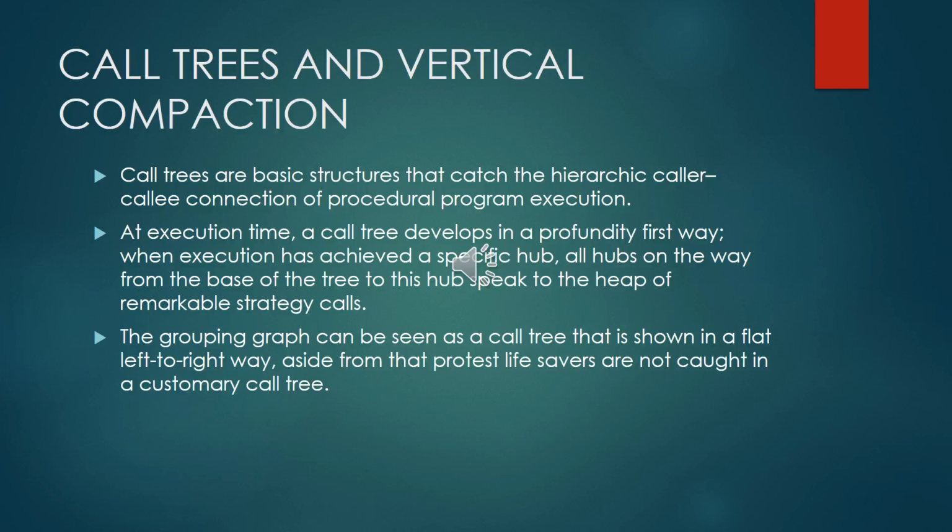Call trees are the basic structures that capture the hierarchical caller-callee connection for procedural program execution. At execution time, the call tree develops in a depth-first way. When execution has reached a specific node, all the nodes on the way from the root of the tree to this node represent the stack of the outstanding method calls. The sequence diagram can be seen as a call tree that is shown in a flat left to right way. Apart from the object lifelines, these are captured in the ordinary call tree.